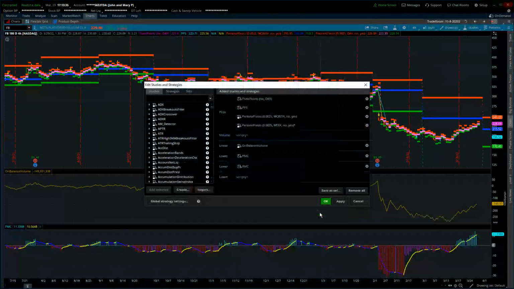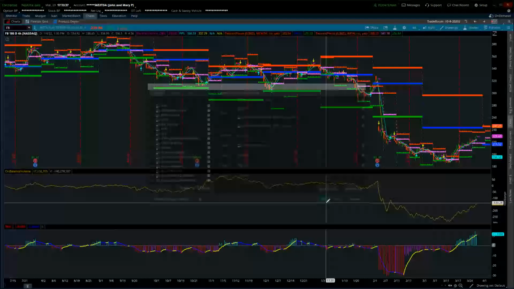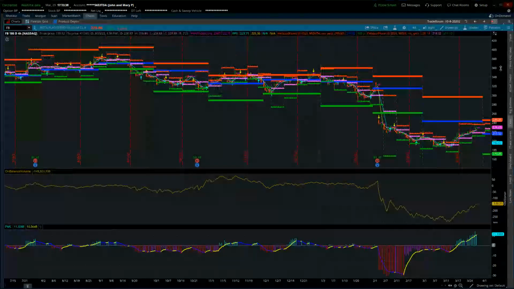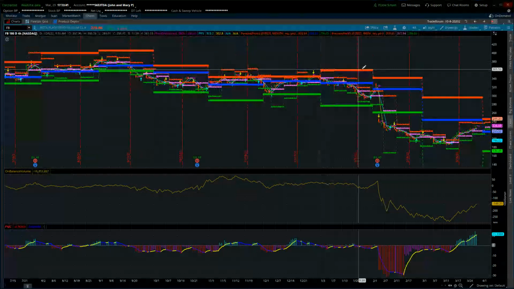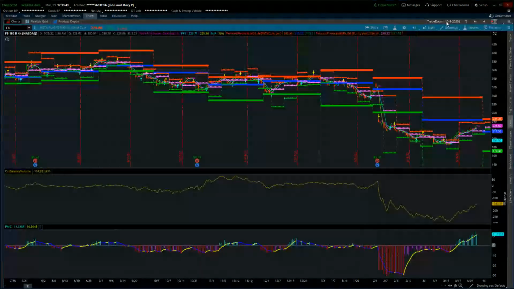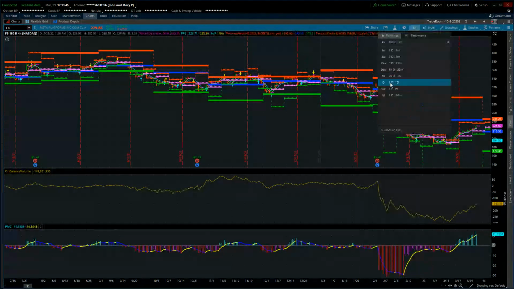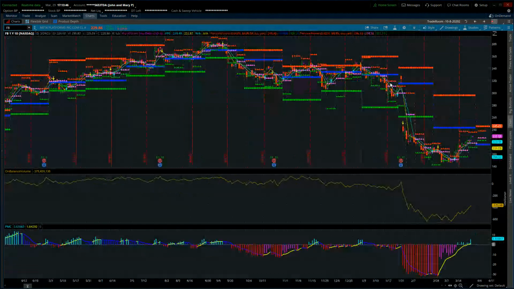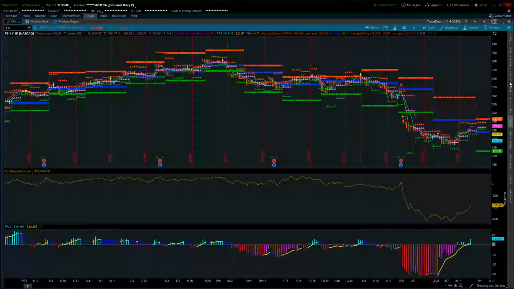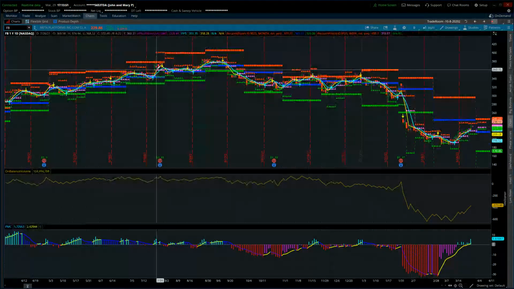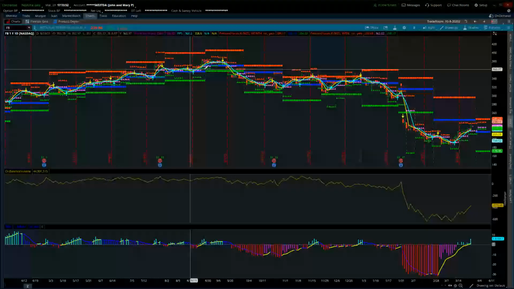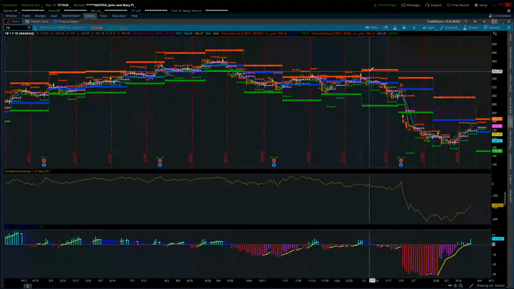And hit OK. Apply and OK. So if you can clearly see the red lines and you can say, OK, let's change from 4-hour so you can see it better to a daily chart. I almost have the kitchen sink in here. I got daily pivots. I've got the weekly pivots in there.